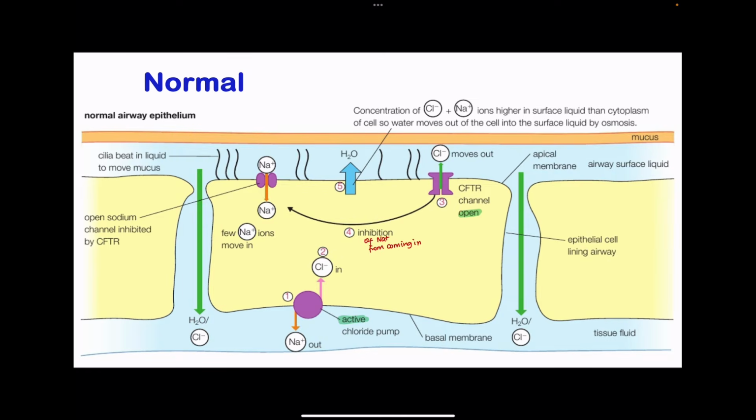So here we look at a normal membrane. Because sodium ions move outside the cell and the chlorides are actively pumped inside, the chloride ions have to find a way to get out to the other side to increase the concentration on the outside so that water can leave the cell to the outside to cause dilution of the mucus. This occurs in a normal cell, and when that occurs, the water dilutes the mucus, and then the mucus can easily be moved away by the cilia.